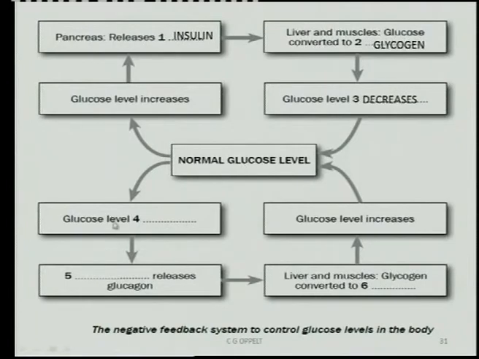But what happens if it is too low? It decreases. Then what will be released? The pancreas releases glucagon. That's the hormone, and then the liver and muscles convert the glycogen back into glucose, the glucose level increases, and it is normal again. There you can see that the concentration of the glucose actually controls the concentration of the glucose.